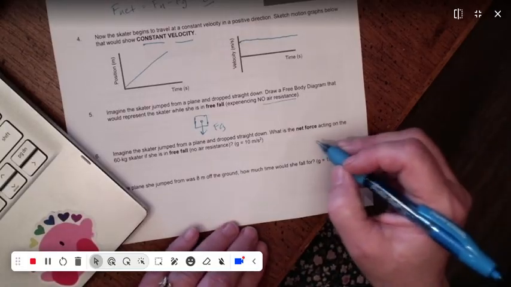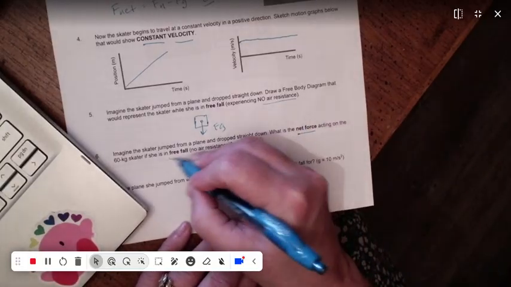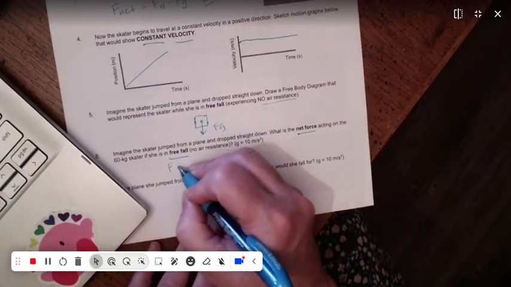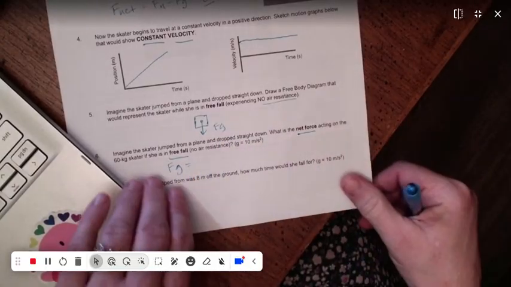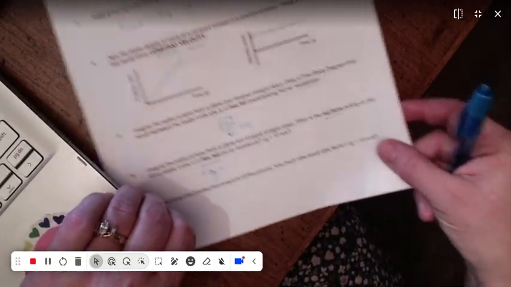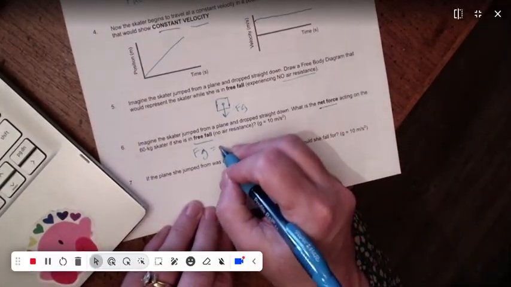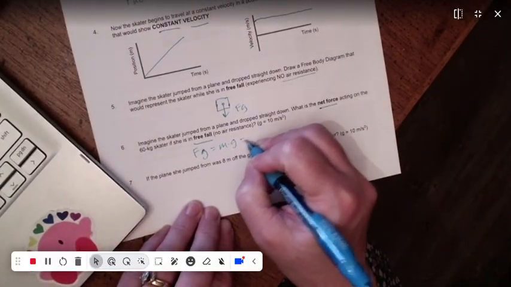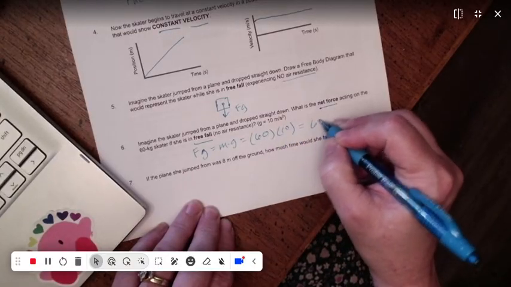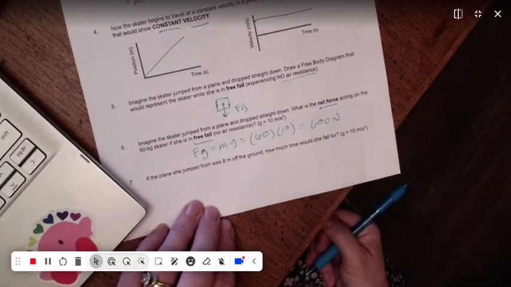The net force acting on her if she's in free fall: we said her only force would be the force of gravity, and we actually calculated that back up in number 1. So we would use m times g again here. m times g equals 60 times 10, which is 600 newtons.